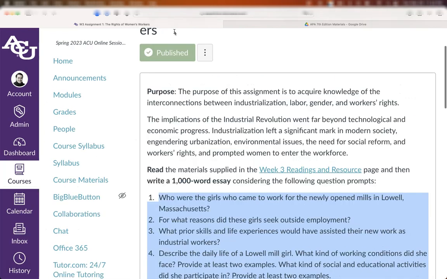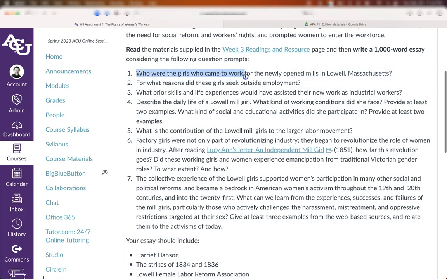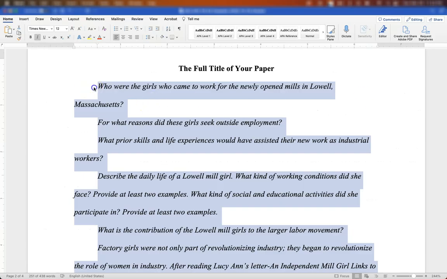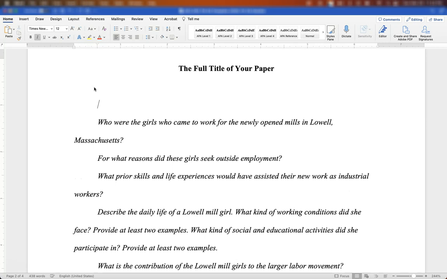And so if we look at these, we see that the first question is, who are these girls? What were their reasons? And what did they bring? So really, who were the girls is the larger question, and then these are aspects about them. So looking at this, I'd say, okay, I might come up with a better title later, but I could just say, okay, these are the Lowell Mills girls, and make that my first heading.